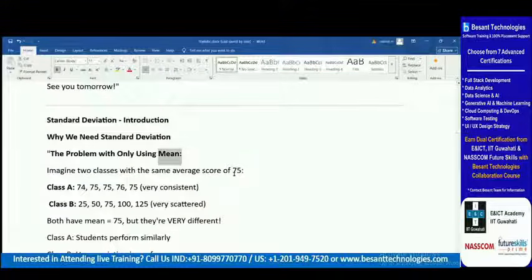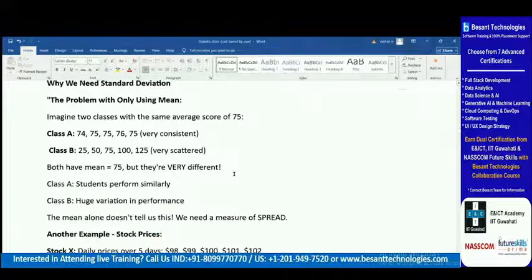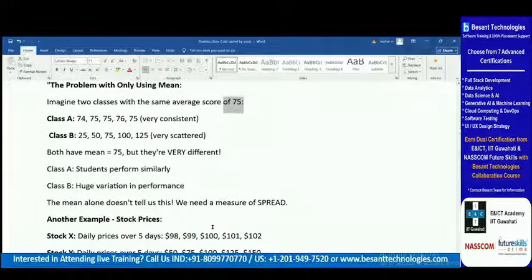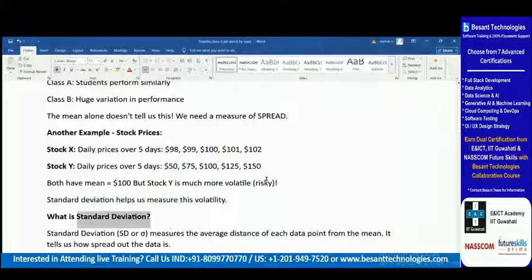In the mean, imagine you have two classes with the same average score. For example, you have this AI class, and consider you have one more AI class. The average score of this class is going to be 75, and the average score of the other class is also going to be 75. At that time, you cannot distinguish between the two classes, no. So there is going to be a problem. That is where the standard deviation comes in, to avoid this kind of problem.